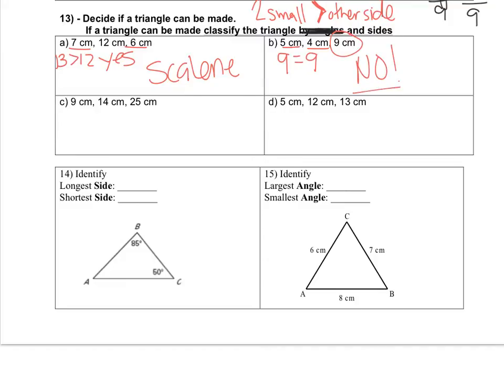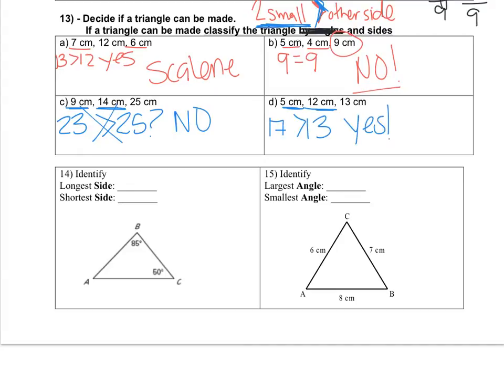Let's come down to C. So you're taking your two smaller sides, 9 and 14. 9 and 14 is 23. Is 23 greater than 25? No, it is not. So since it is not, you cannot make a triangle. Remember, the sum of the two smaller has to be greater than the other side. And on D, find your two small ones, 5 and 12. 5 plus 12 is 17. Is 17 greater than 13? Yes, it is. So you can make a triangle. What type of triangle can you make? Since all three sides are different, it can be scalene.